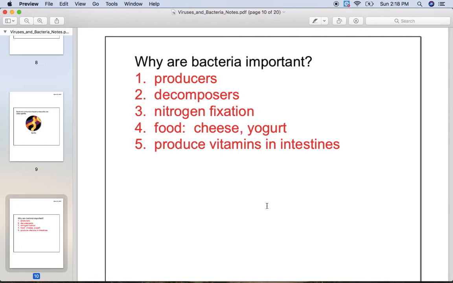so it can produce food so that then we can eat it. You need bacteria for cheese, for yogurt, and bacteria actually produce vitamins in our intestines. So one of the most important ones that your good bacteria in your intestines produces is vitamin K. Vitamin K is for blood clotting. So if you didn't have those good bacteria, your blood wouldn't be able to clot.